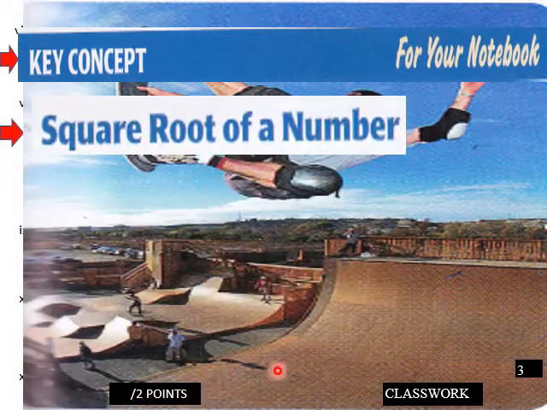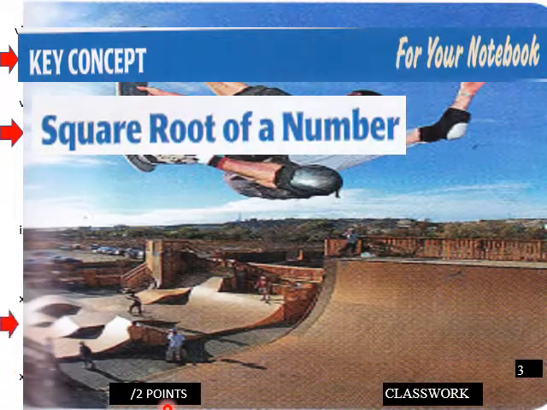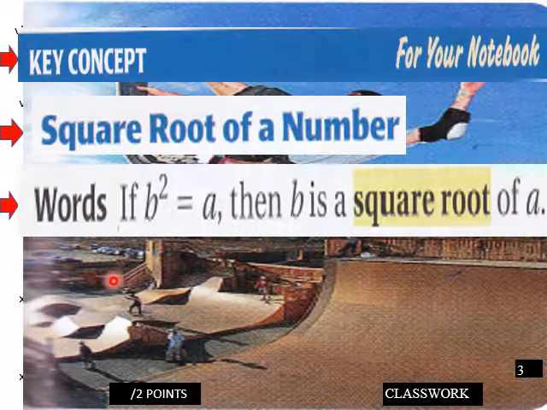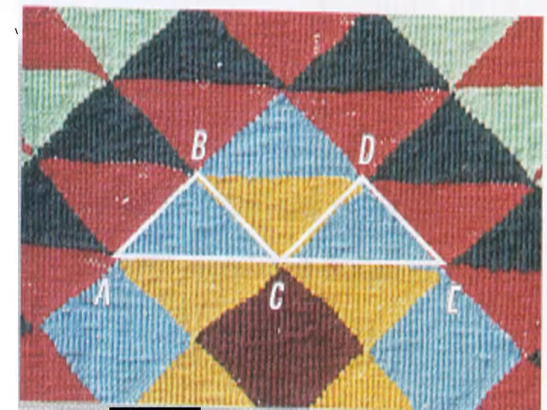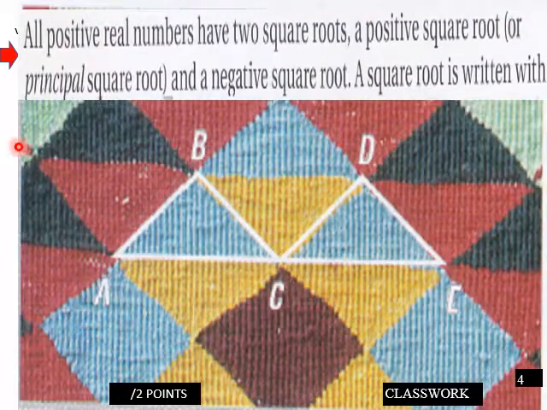Key concept here for your notebook, and this is on your class worksheet. Square root of a number, in words: if b squared equals a, then b is the square root of a. Example, 3 squared equals 9, negative 3 squared equals 9, so 3 and negative 3 are square roots of 9. This is class worksheet page 4. All positive real numbers have 2 square roots, a positive, or principal, square root and a negative square root.